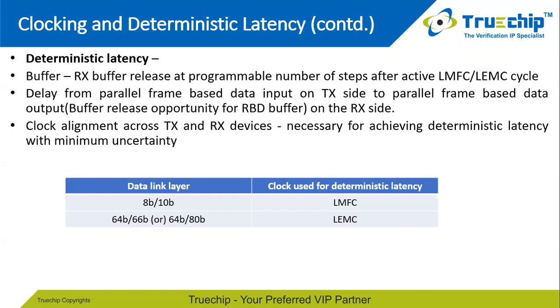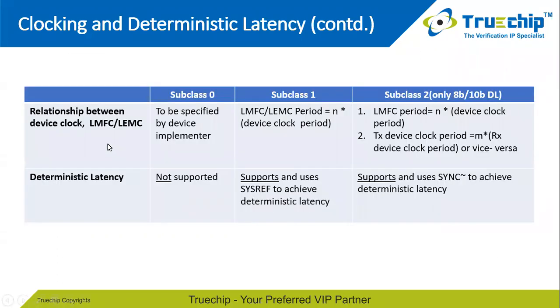So moving on to the next slide, here are some of the differences between all the three subclasses of JESD204C based on the clocking and the support for deterministic latency. The first difference relates the device clock period to the LMFC or LEMC period. LMFC refers to the local multi-frame clock, whereas the LEMC refers to the local extended multi-block clock that is derived using the device clock. In subclass 0, there is no fixed relationship between these clocks. That is, it can be specified by the device implementer.